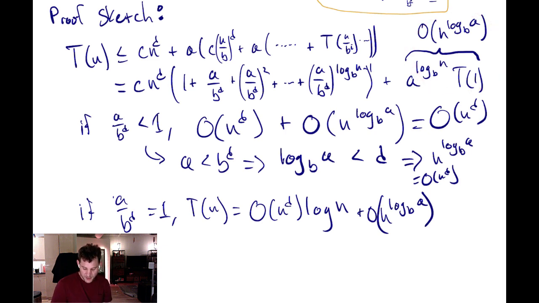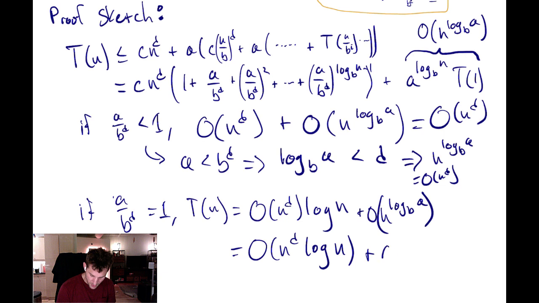But n to the log base b of a, as we discovered, thinking back to the last case, log base b of a is actually equal to d. So this whole thing is going to be equal to O of n to the d log n plus O of n to the d. You can check that log base b of a equals d in this case because of the condition that we're looking at. So this term in the end isn't actually relevant. The whole thing is just O of n to the d log n.